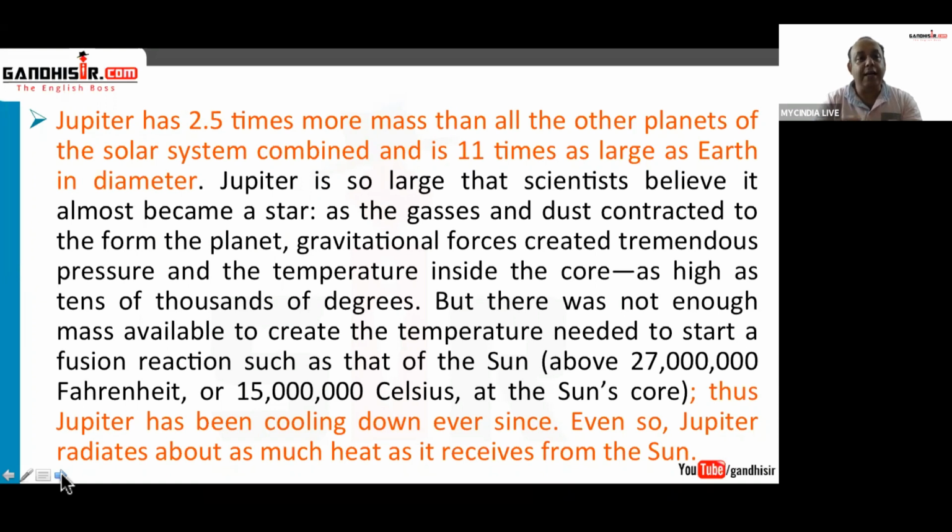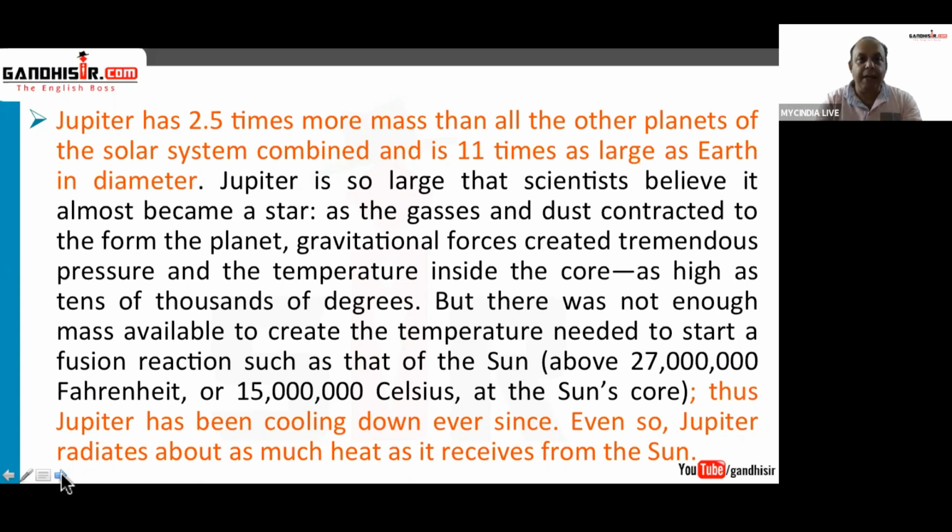Now, what is this? Jupiter has 2.5 times more mass than all the other planets in the solar system combined and is 11 times as large as Earth in diameter. Now, from these 2-3 lines, we come to know what it is talking about. It is talking about Jupiter. And what is it talking about? Talking about the advantage of Jupiter, as large as Earth in diameter. So here the concept is clear that it is talking about Jupiter, Jupiter's advantage, Jupiter's mass.